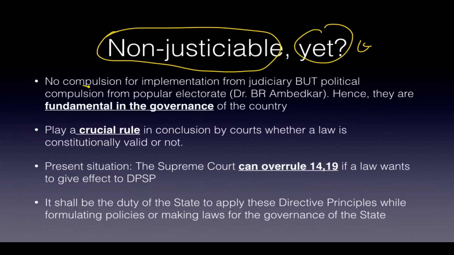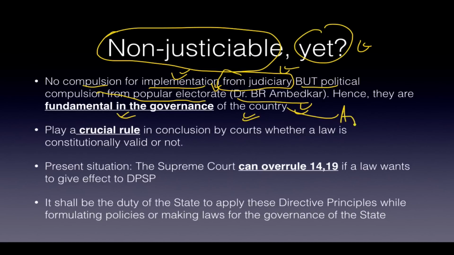Although there is no compulsion for implementation, that is true, there is absolutely no compulsion on the state to implement them, only from the judiciary side. This is the key point. But the political compulsion comes from the popular electorate, according to Dr. B.R. Ambedkar. Hence, they are absolutely fundamental in the governance of the country. This is the language of Article 37, and it plays an extremely crucial role in interpretation by courts. Courts determine and tell whether a law is constitutionally valid or not in the light of DPSPs.